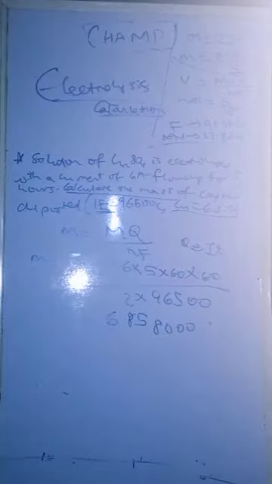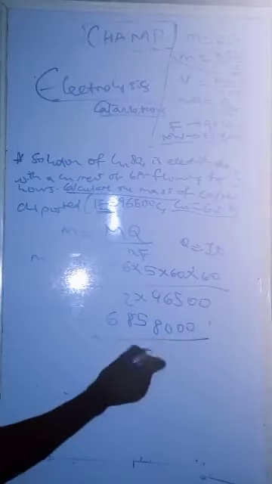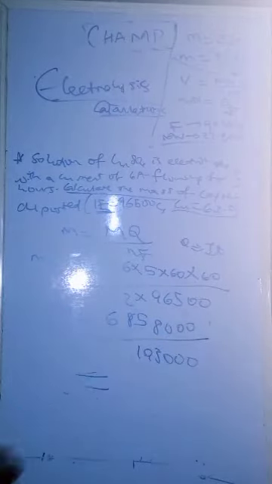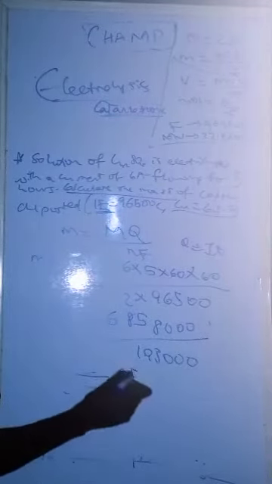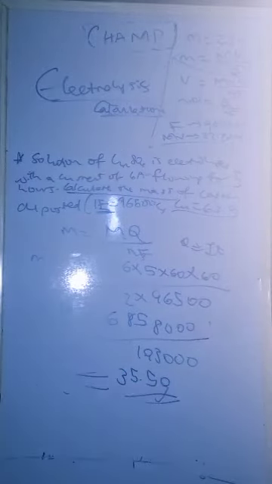Then the bottom part gives me 193,000, so I will divide it and see the answer. 685,800 divided by 193,000 is going to give me 35.5 grams. This is the answer to that question. I hope you understand. If you don't understand, you can play back and watch it again, and make sure you get it before moving on.